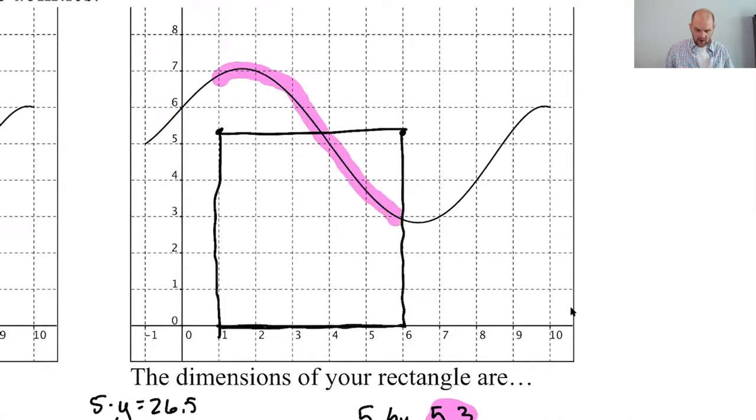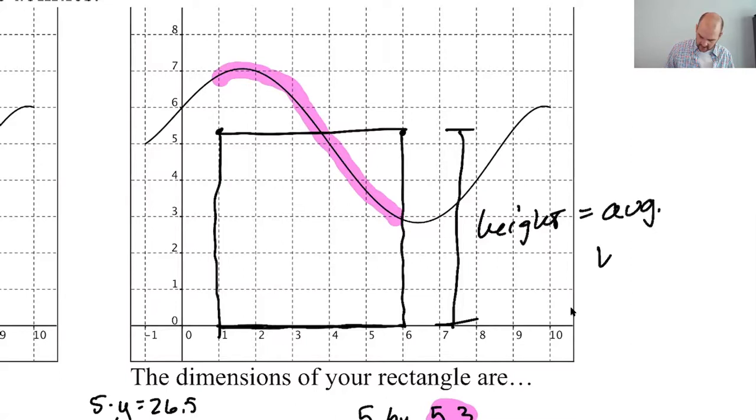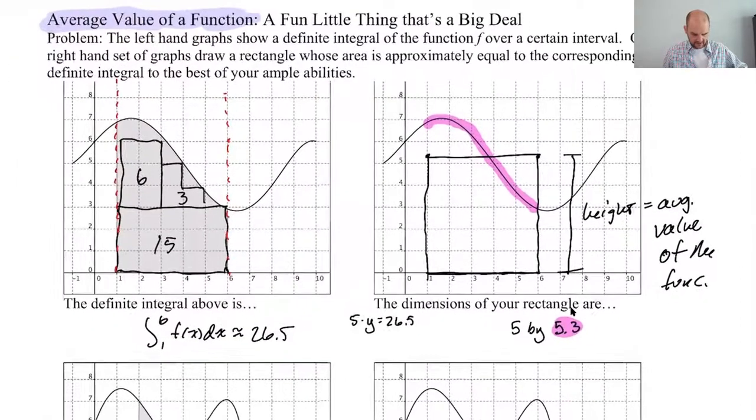Right? If we could add up all the y values of that function between 1 and 6, and then divide them by the total number of y values between 1 and 6, we would get 5.3. It's the average value. So this rectangle has a height. The height is the average value of the function. Average value is a y value, and it's just the average height.